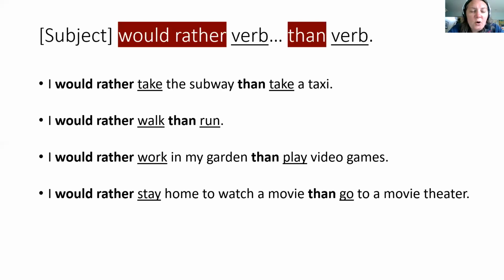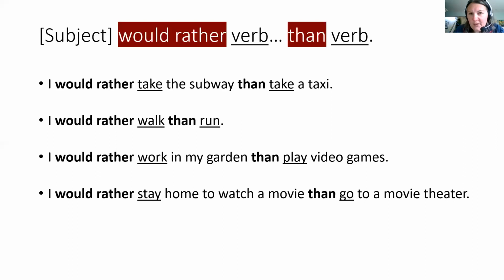I would rather stay home to watch a movie than go to a movie theater. And here we see that we can add lots of information, right? Prepositional phrase to a movie theater, to watch a movie, that's adding an infinitive. So we can use lots of different constructions here.